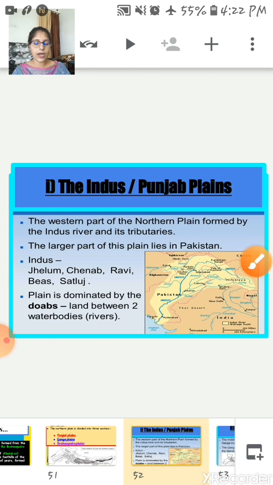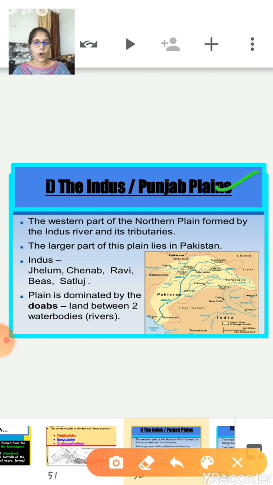So the first one is the Punjab plain or the Indus plain. The Punjab plain is the western part of the northern plain, formed by the Indus River and its tributaries. Now, the larger part of this plain lies in the Pakistan region. Clear? The larger part of this plain lies in Pakistan.